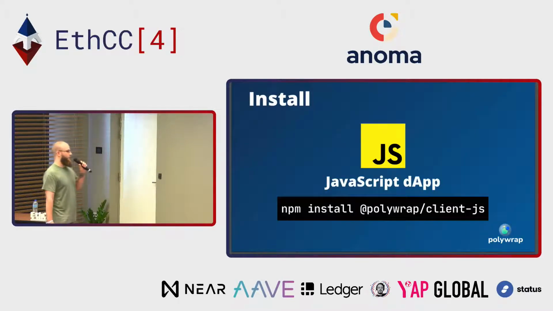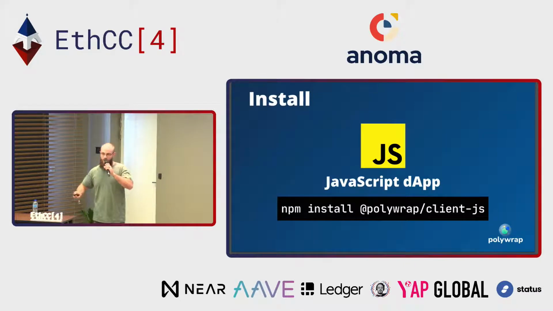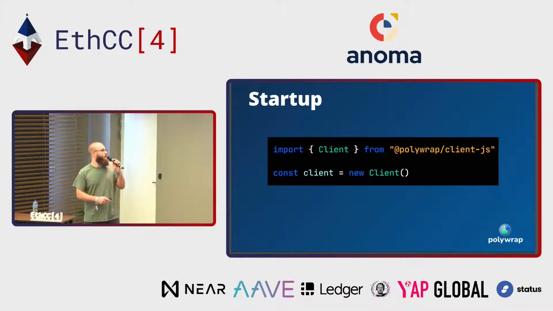So the first step is you need to add the Polywrap client to your application to run Polywrap modules. It's no different than adding an HTTP client to your application to run HTTP requests. Here we're adding the Polywrap client to our JavaScript application. Once it's installed, you simply start the client by importing it and creating it.